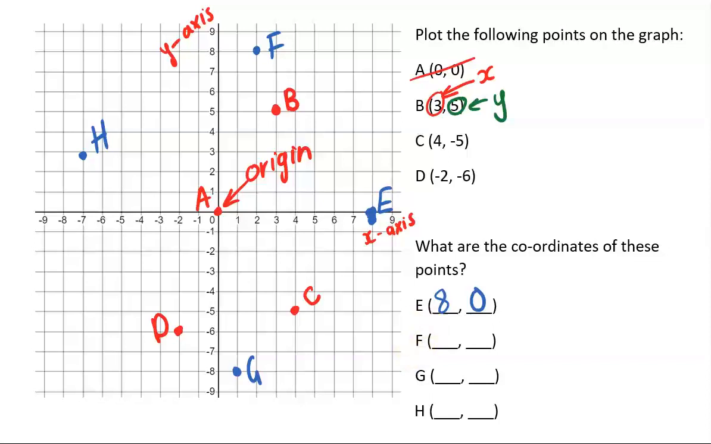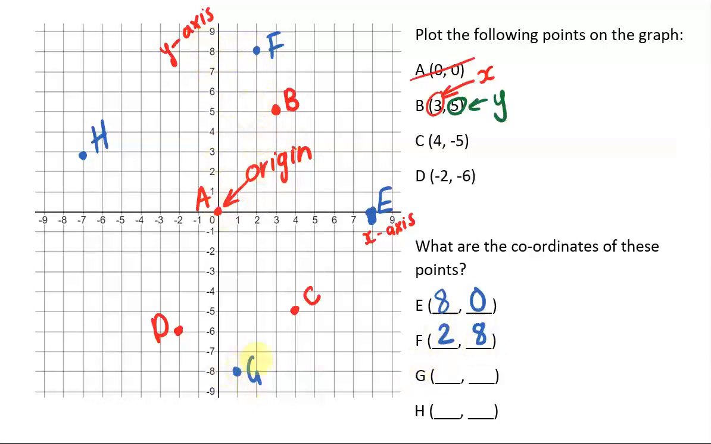Let's look at point F. That's up here, point F. So first thing we need to do is figure out what its x-coordinate is. How far is it across? Well, if we have a look, it's on this line. Now this line is 2. So our x-coordinate is 2. And our y-coordinate, how far up it is, well, it's all the way up at 8. Our y-coordinate is 8. That point has coordinates of 2, 8.